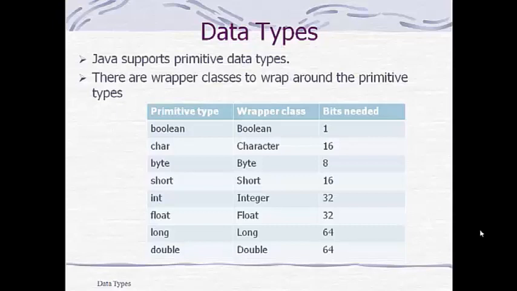For byte, there is a class called Byte with capital B. It needs 8 bits. Short, again Short with S capital, it needs 16 bits. Int, Integer, 32 bits. Float, Float capital F, 32 bits. Long, Long with capital L, 64 bits. Double, Double with capital D, 64 bits. Where float and double are precision numbers.